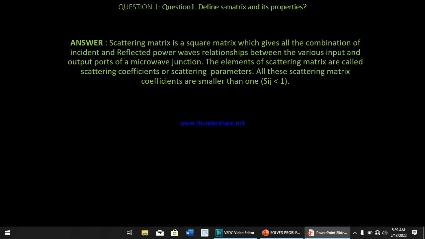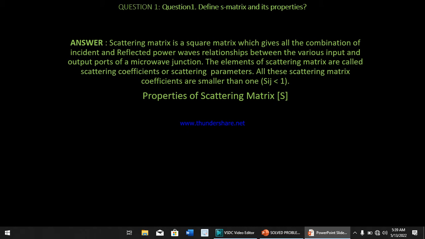Scattering matrix is a square matrix which gives all the combination of incident and reflected power waves. Relationship between the various input and output ports of a microwave junction. The elements of scattering matrix are called scattering coefficients or scattering parameters. All these scattering matrix coefficients are smaller than 1. That is, it is represented Sij is less than 1.